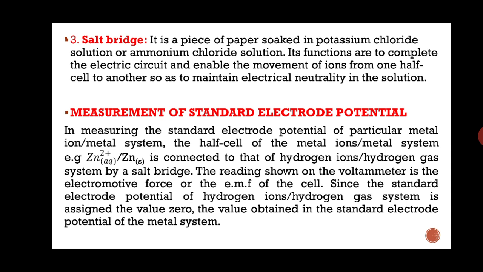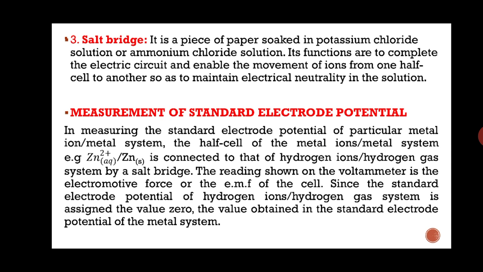Now, the third thing I want to talk about here is the salt bridge. The salt bridge is a piece of paper soaked in potassium chloride solution or ammonium chloride solution. And what does it do? Its function is to complete the electric circuit and enable the movement of ions from one half cell to another so as to maintain electrical neutrality in the solution. This salt bridge is a kind of material that is soaked inside ammonium chloride or potassium chloride to complete the circuit so that electrons can flow from one half of the circuit to the other.